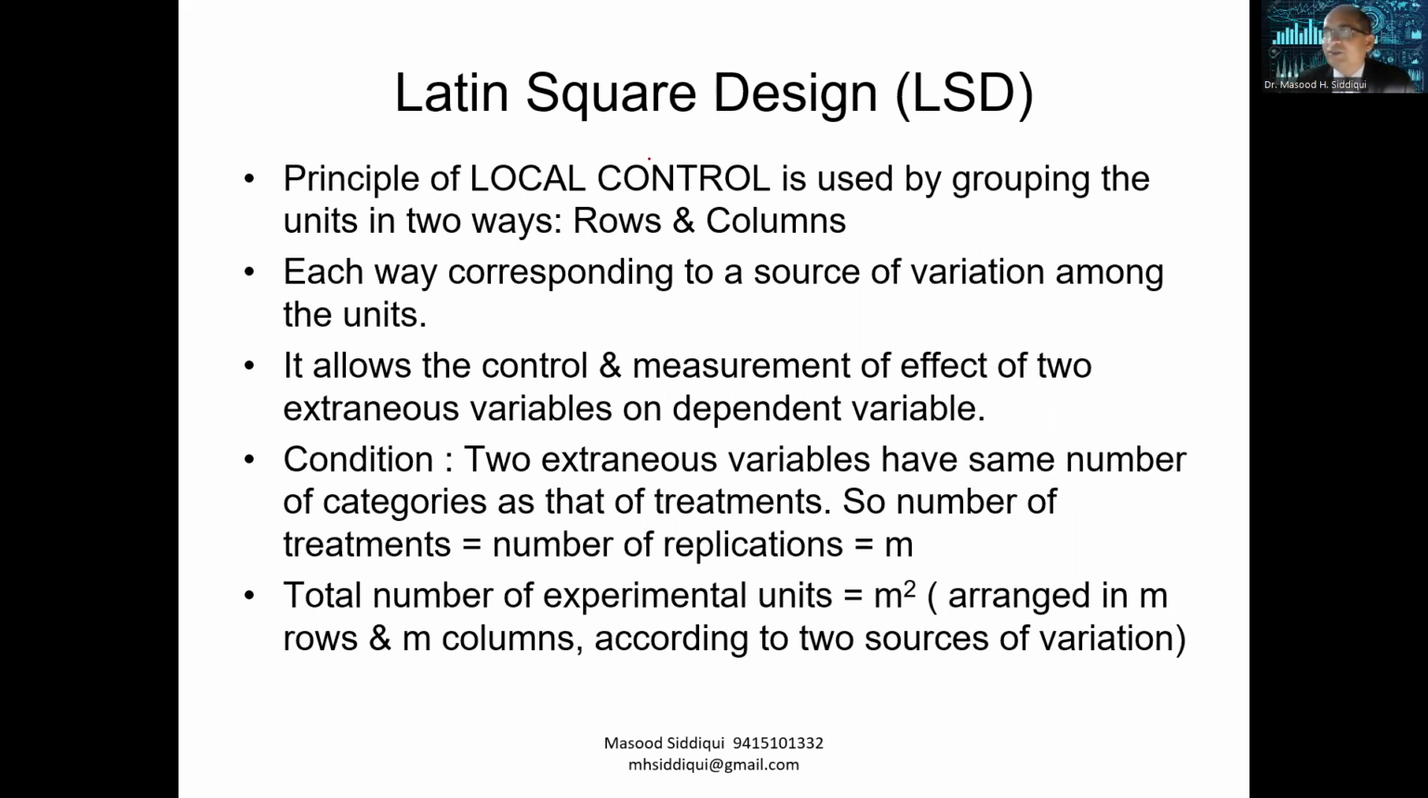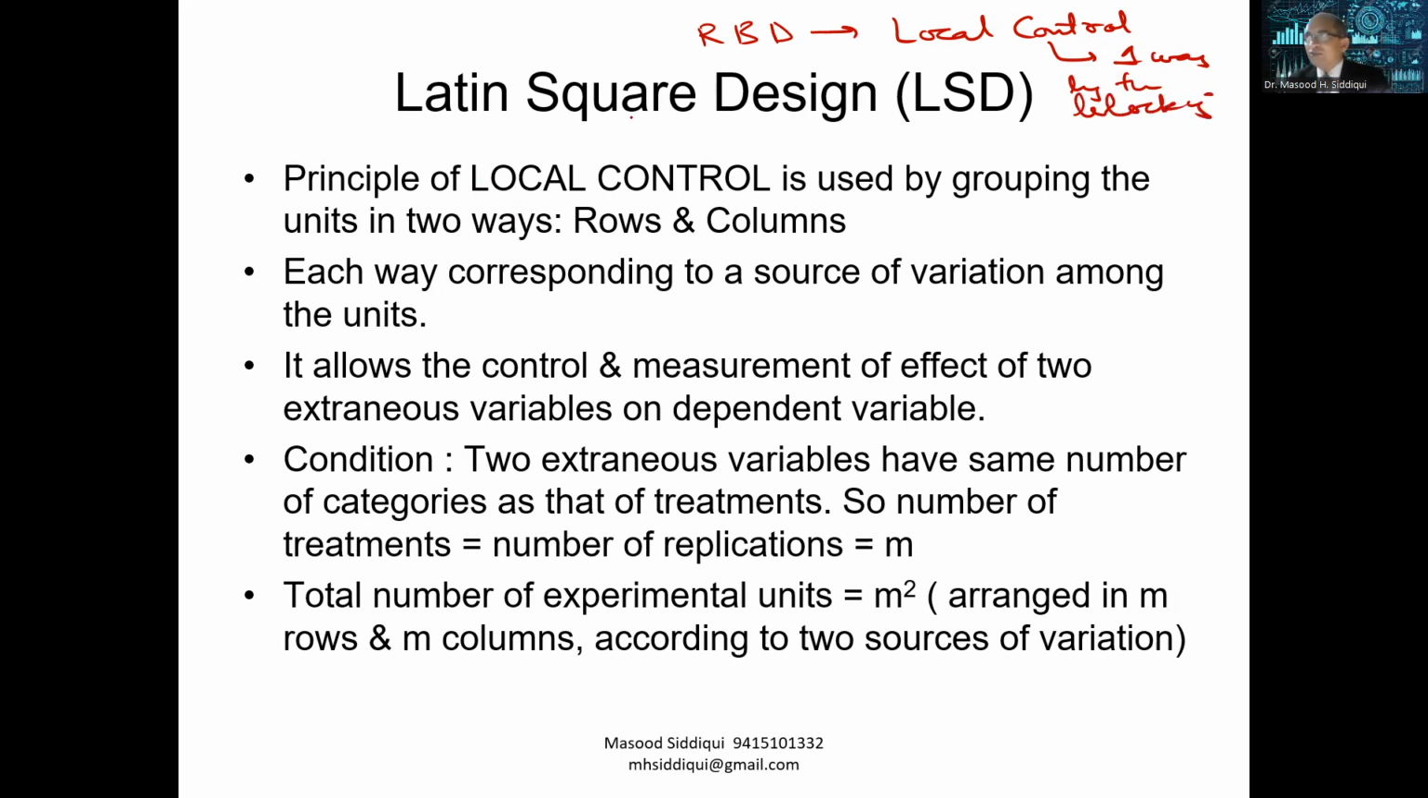Now we are going to cover the third research design, that is the Latin square research design. Now, as we discussed, the RBD is the first research design that uses control of error, or has local control. In that case, local control is achieved one way, by the blocking.